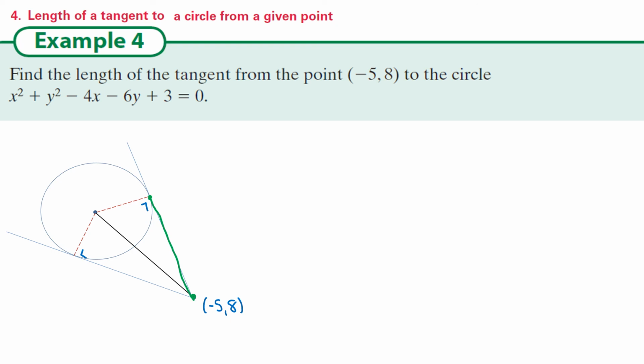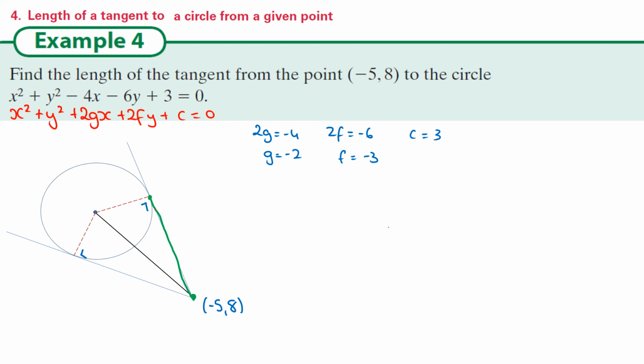So I'm going to go to my question, and I'm going to work with this circle to find the center and the radius. So plus 2gx plus 2fy plus c equals 0. So we get 2g equals minus 4, so g equals minus 2. 2f equals minus 6, so f equals minus 3, and c equals 3. So the center, which is minus g, minus f, is 2, 3. So that goes here, 2, 3.